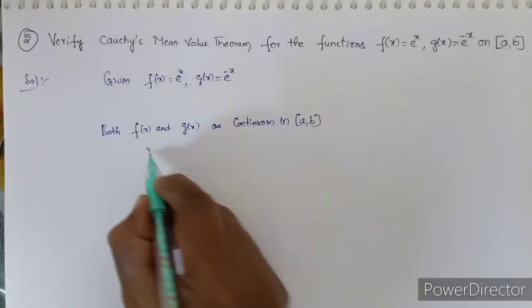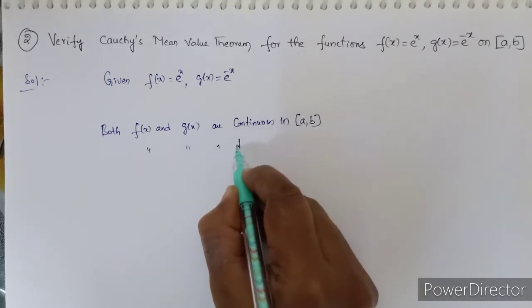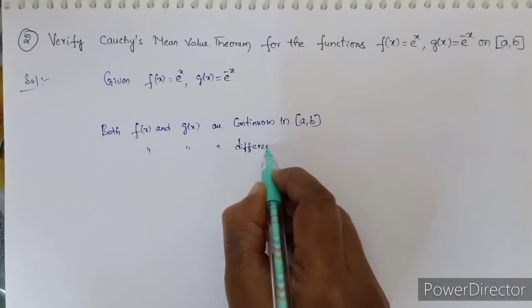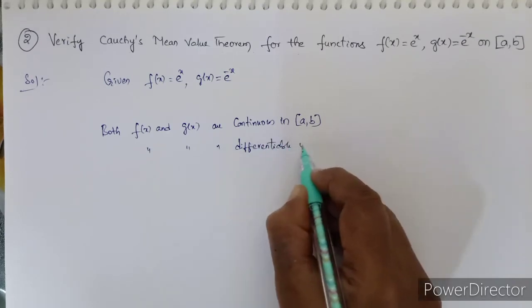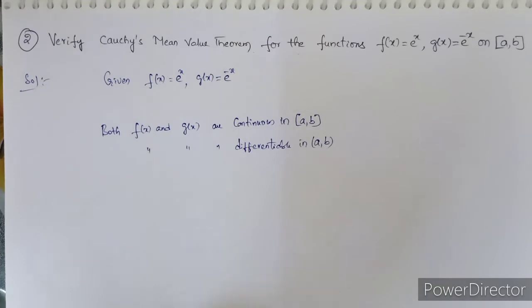Both are differentiable, derivable in the open interval a comma b. These are the two conditions of Cauchy mean value theorem.